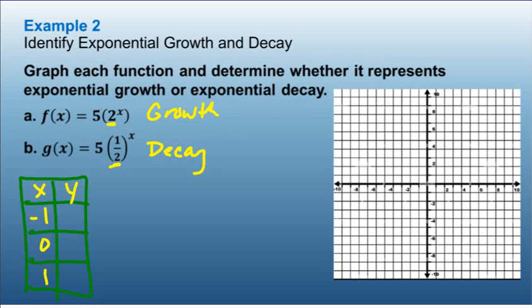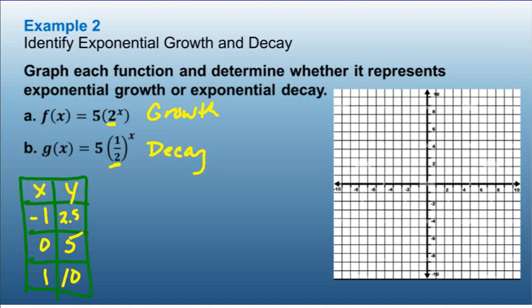If I put that in for the first one, I would have 2 to the negative first power is 1/2, because remember, anything to a negative exponent, you do the reciprocal of the base. So that would give me 1/2, and then multiply that by 5, which will give us 2.5. 2 to the 0 power is 1. 1 times 5 is 5. And then 2 to the first power is 2 times 5 is 10.